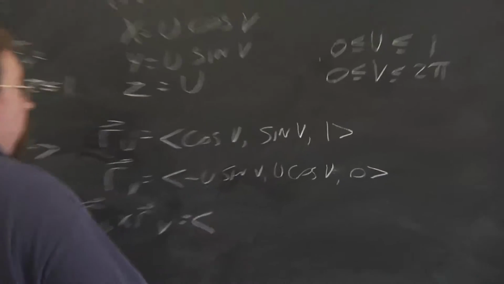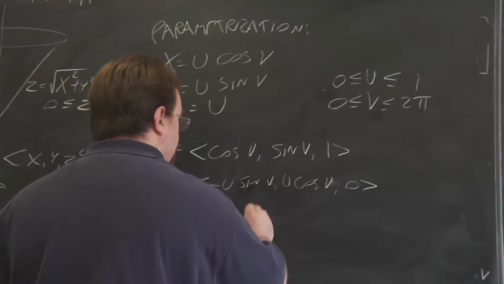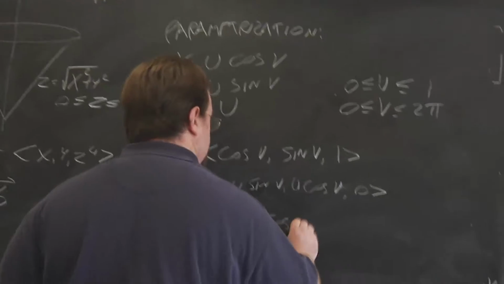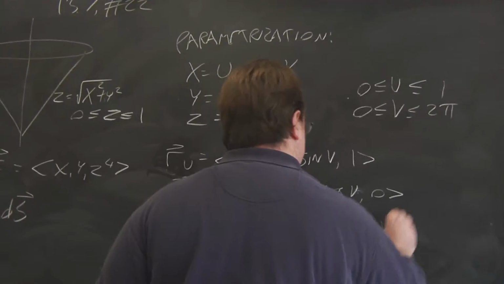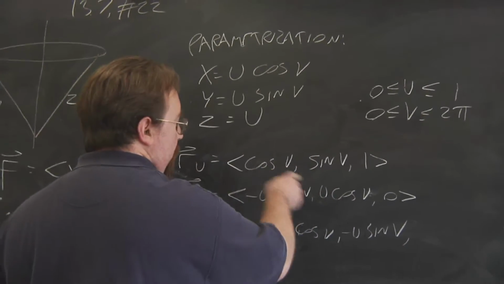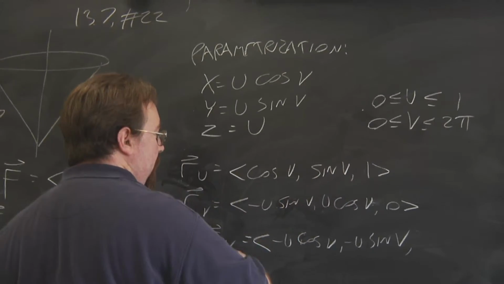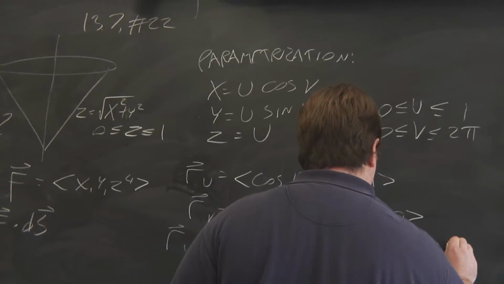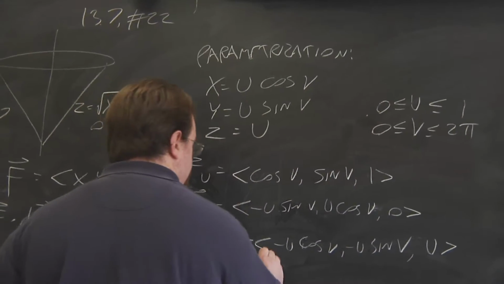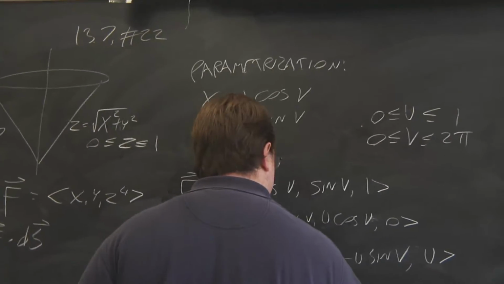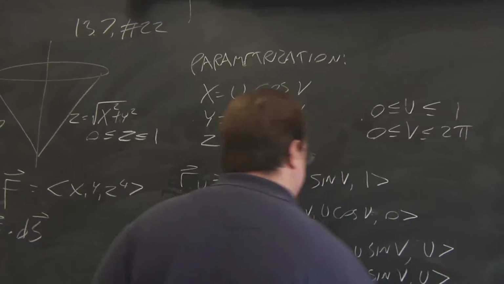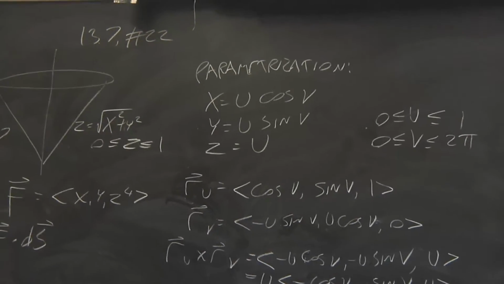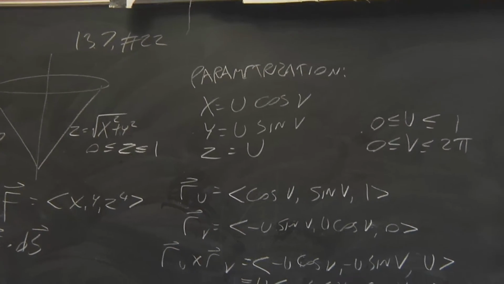So then when we compute the cross product, we're going to have minus u cosine v. Then we're going to have minus u sine v. And then we have u cosine squared plus u sine squared, so that's just going to be u. I'm going to factor out a u here for convenience. So we have minus cosine v, minus sine v, and 1. Since you factored out the u, that should be a 1. Oh, yes, it should be a 1.